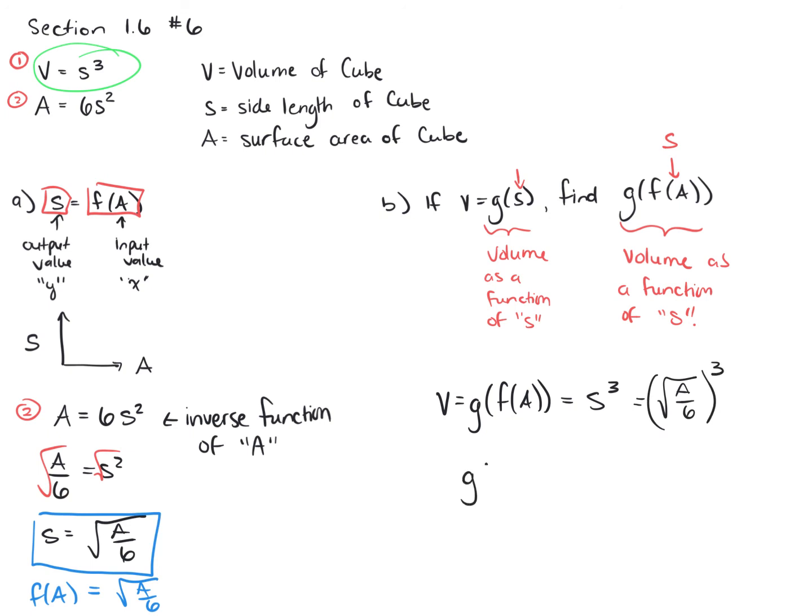So G of F of A is the square root of A over 6 to the third power. Okay, and then I'll leave you to answer and interpret what that means in part C.